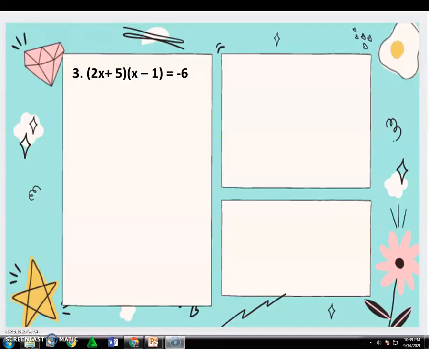Okay? Next example. So, 2x plus 5 times x minus 1. So, kung mapapansin natin, this is already a product of two binomials. So, ang gagawin po natin is apply the FOIL method.